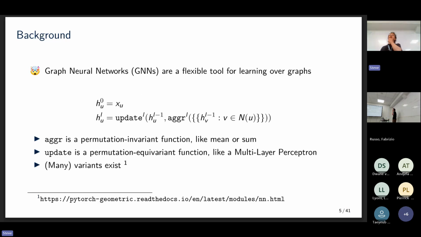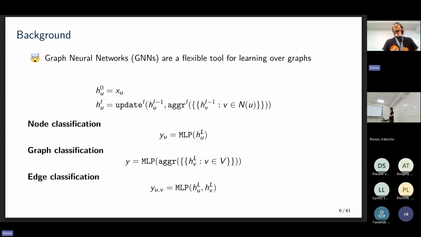In this case, the aggregator function is typically a permutation invariant function, like a simple min or sum, whereas the update is instead a permutation equivariant function, like, for example, a multi-layer perceptron that is composed of a bunch of parameters that provide the new representation. But of course, many different variants exist, and we won't cover them in this presentation.